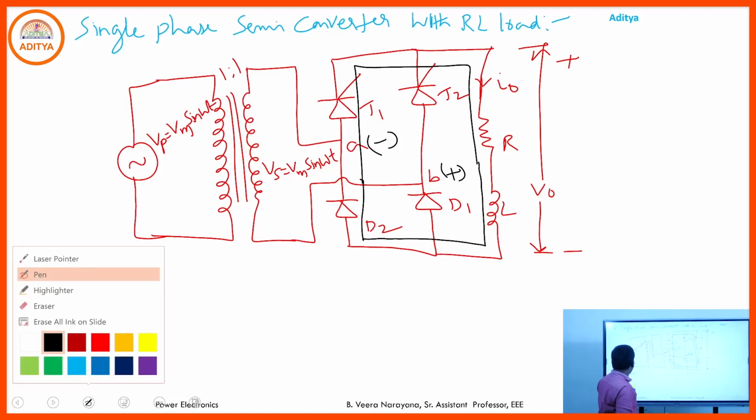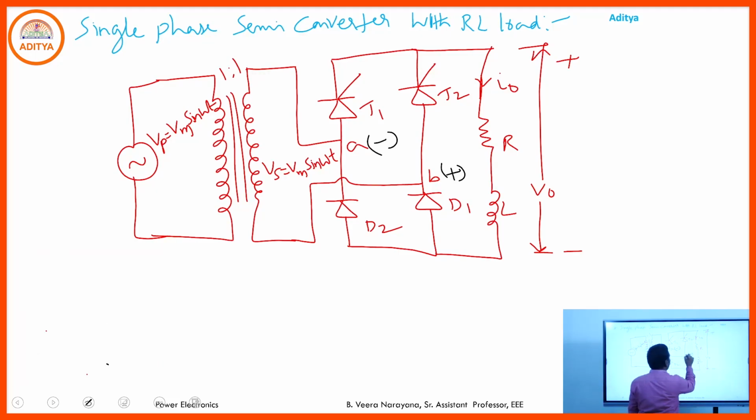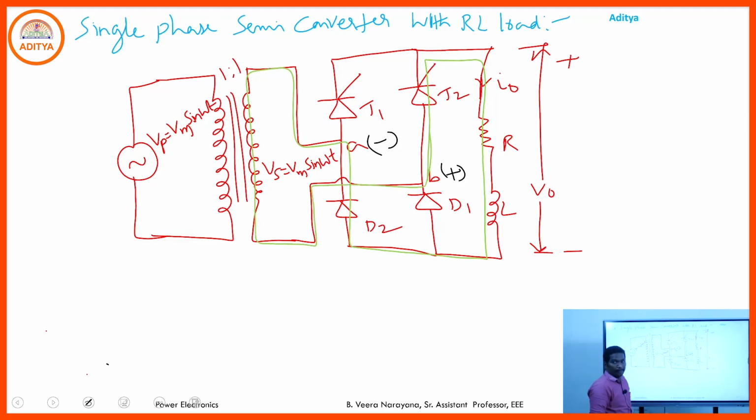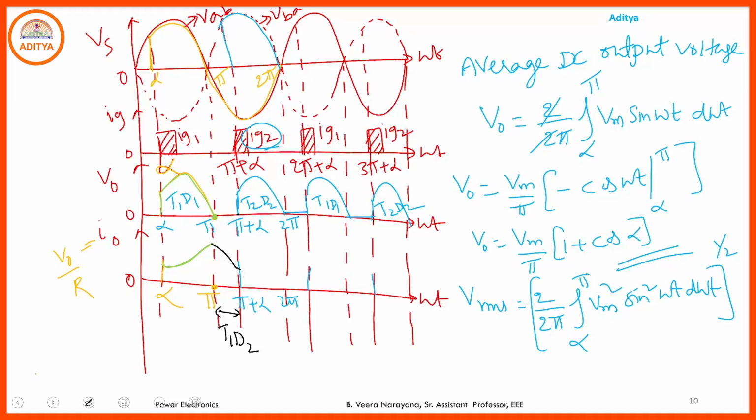If T2 and D2 are in the on state, what is the current flow through the circuit? The current flows through the path B plus, T2, R, L, D2, A minus, secondary winding of the transformer, and back to B plus. Again, some energy must be stored in the inductor. If you go through the current waveform, the current should be rising in nature due to the conduction of T2, D2.